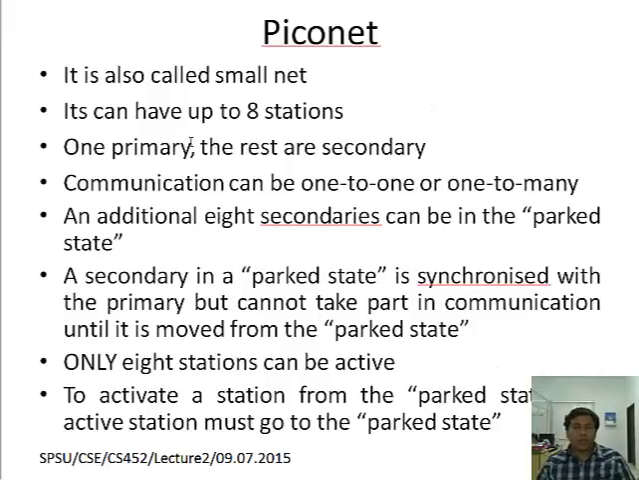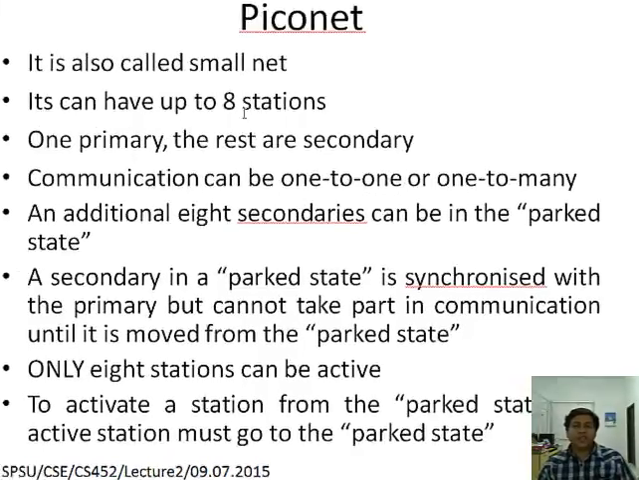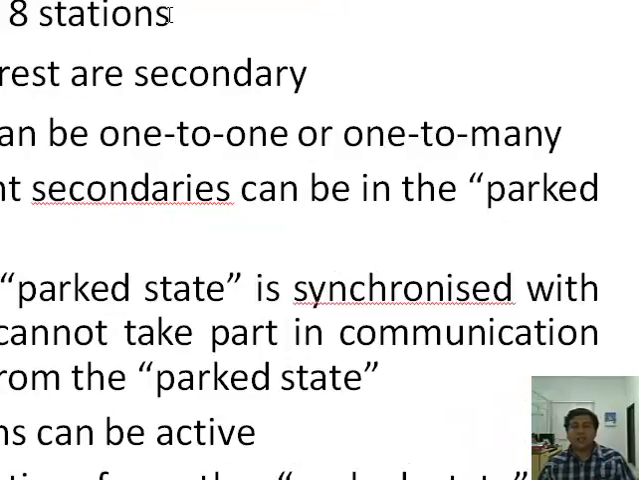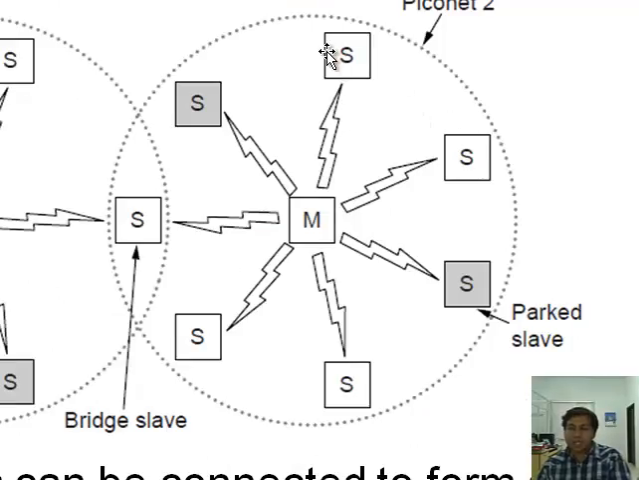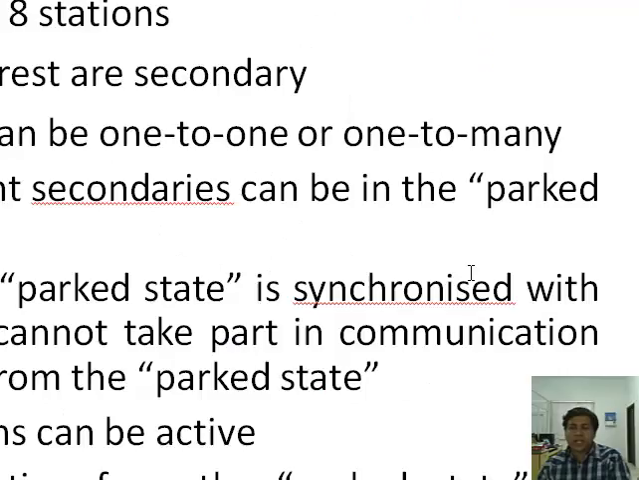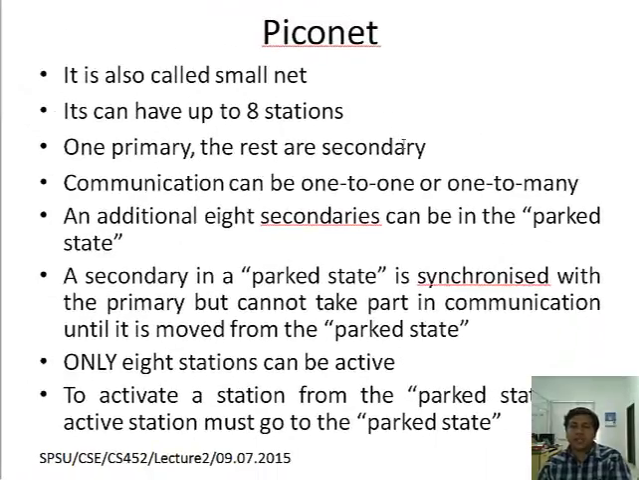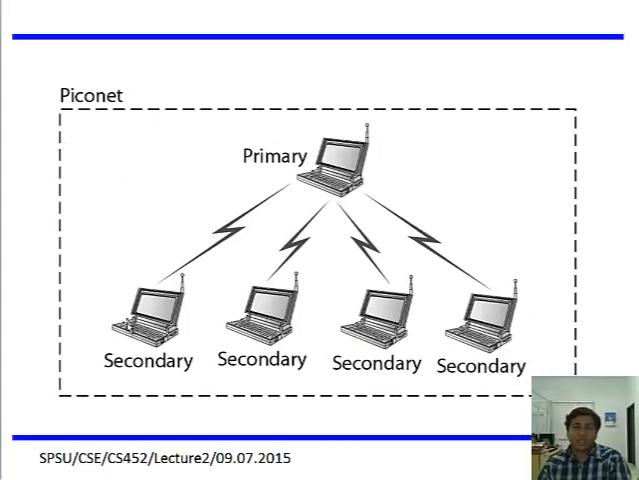So what is piconet? Piconet can have a small network which is having 8 stations. 8 stations means, there are stations which are parked, and there are stations which are active. There can be 8 active stations, out of which one station is always primary and the rest are secondary. Communication in piconet can be one to one, one to many. In addition to these 8 secondaries, others are in park state. This park state also has different architecture for different synchronization. So this is basically the architecture of piconet.